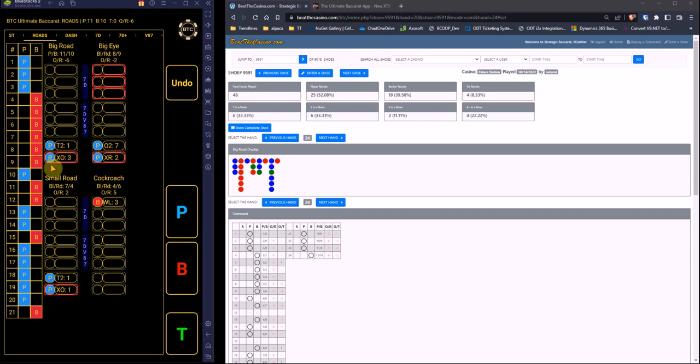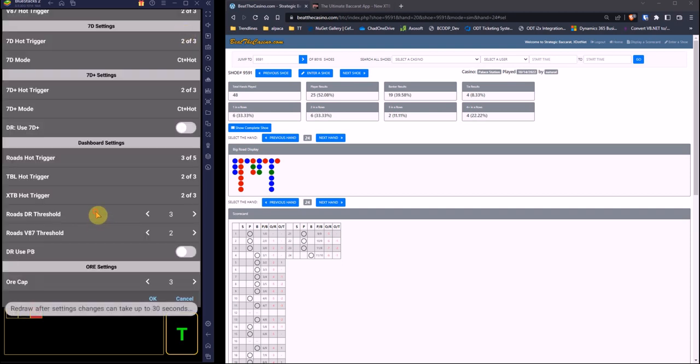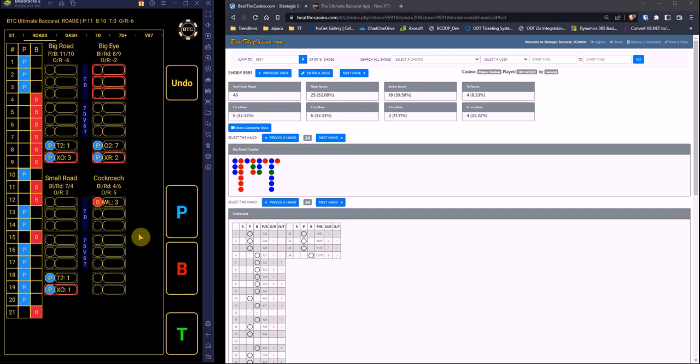that we can see the red indicator that XTB opposites are hot at this point in time. All that means is the last two out of three XTB opposite recommendations have won, and you can change the hot trigger settings right here, 2 of 3, 3 of 4, 3 of 5, whatever you want. I tend to like 2 of 3 at this point. That might change in the future as we learn more and use the app a little more. But for right now, it's 2 of 3, and XTB opposite has won 2 out of the last 3 of its recommendations. So right now, it's recommending player. Let's go to the next hand.